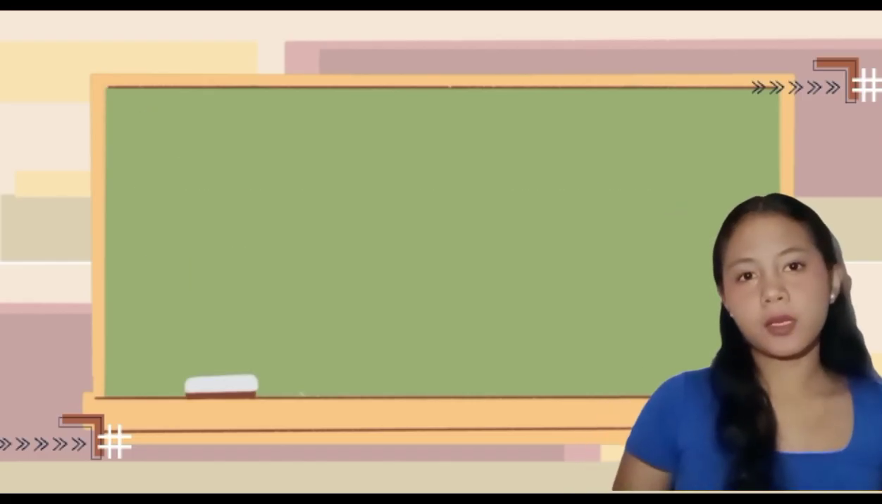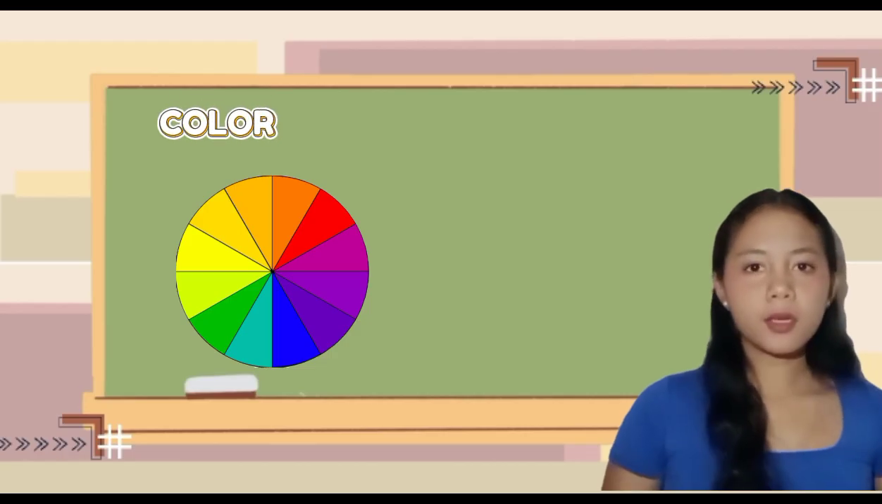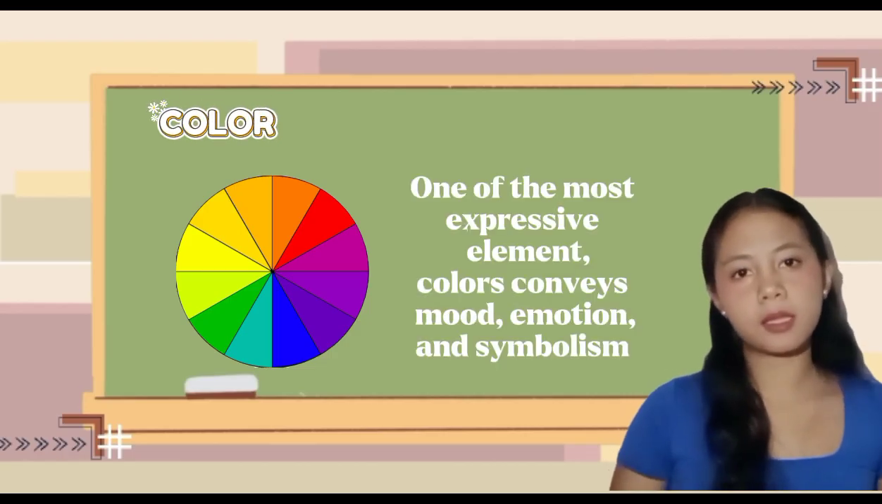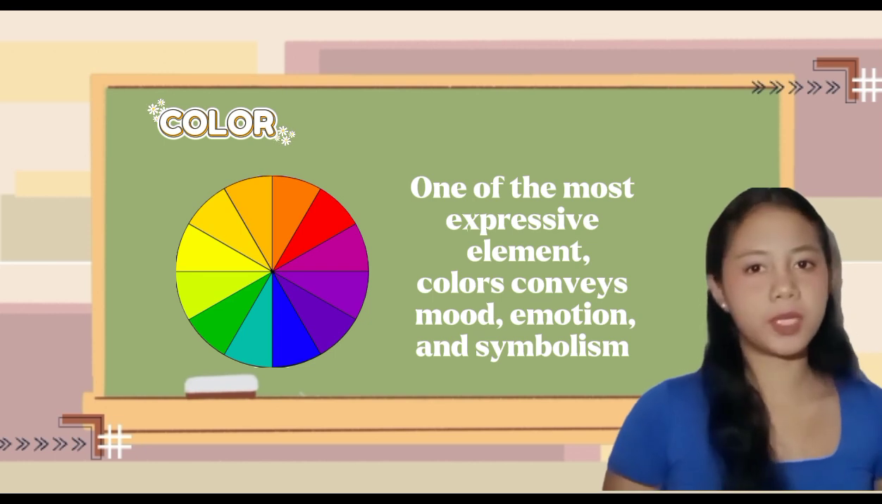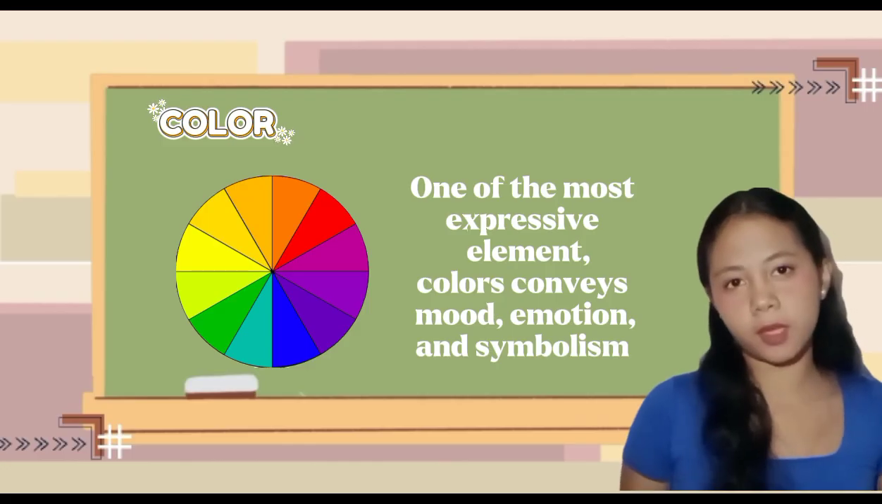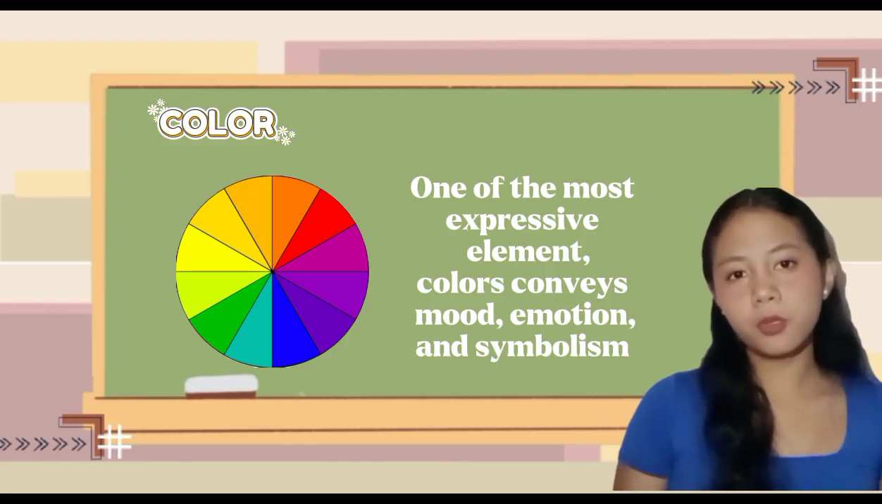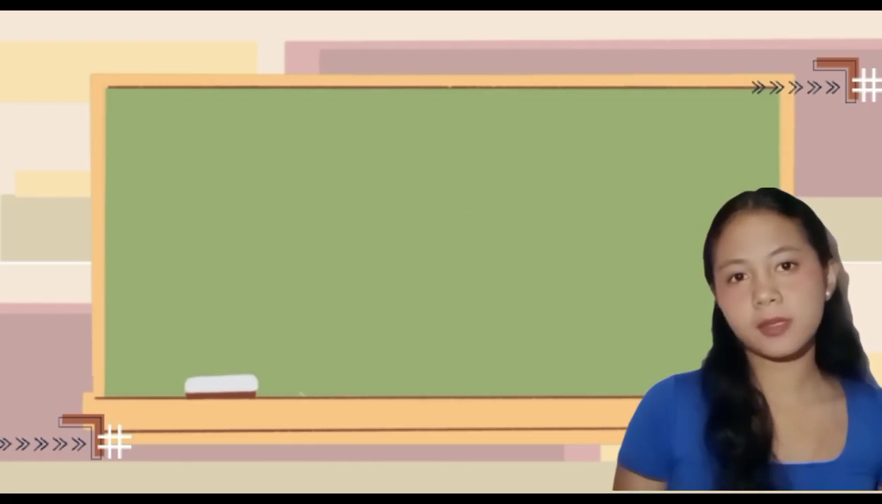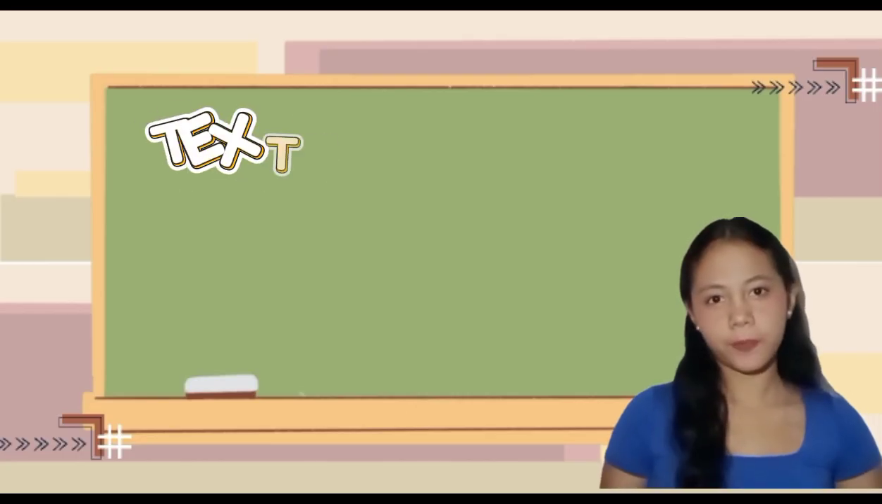So the third one is color. Color is what we see when light hits an object, such as red, blue, or green. And color can also show our feelings or mood, such as red for excitement or anger, and blue for happiness or calmness.